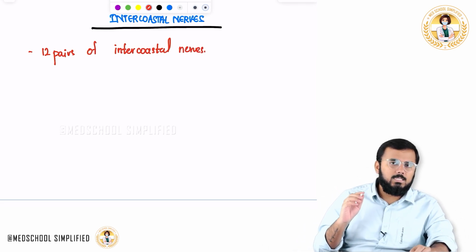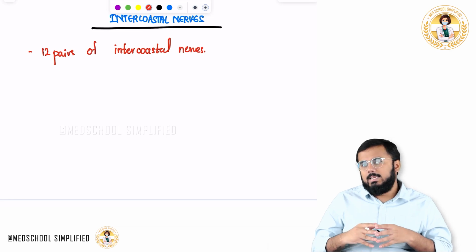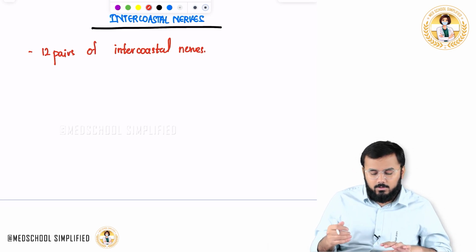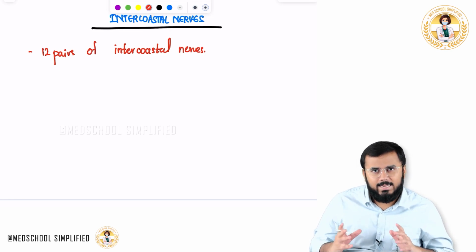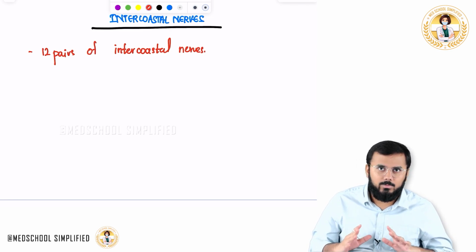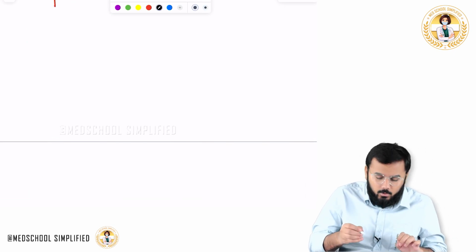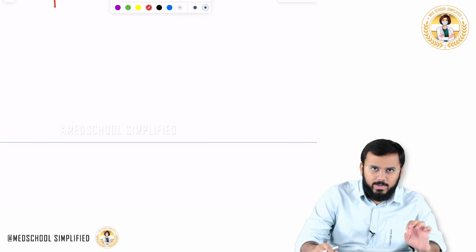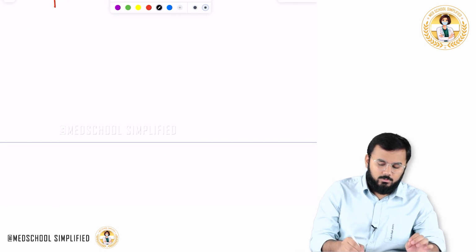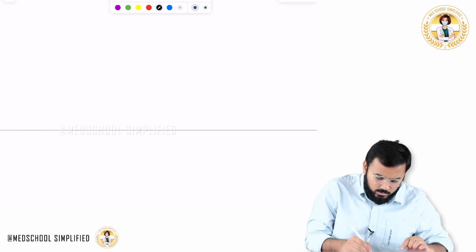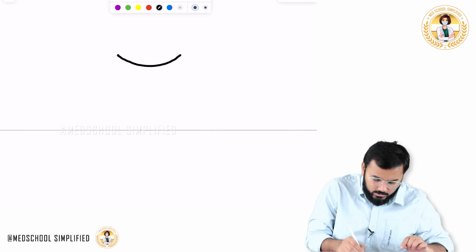Now first of all we'll see how a typical intercostal nerve looks. After that we're going to discuss the important things and the clinical aspects that need to be discussed here. So if you look at the spinal cord, guys, let me draw and explain a typical intercostal nerve. This is your spinal cord.